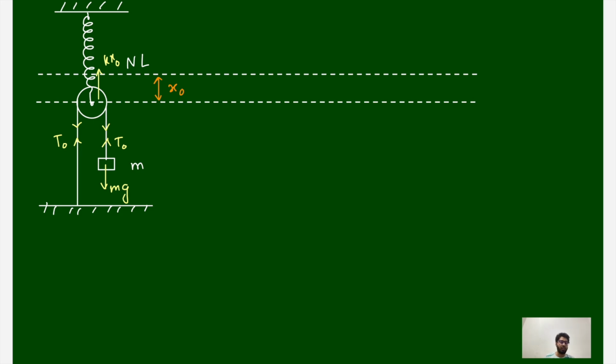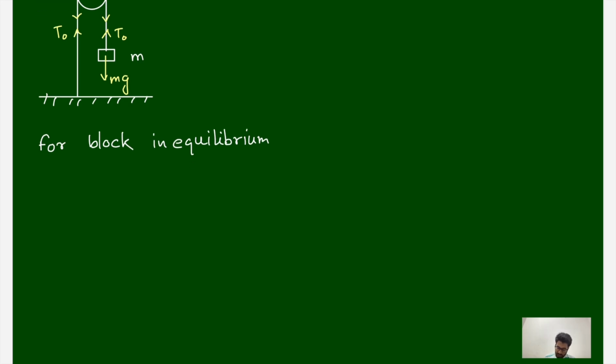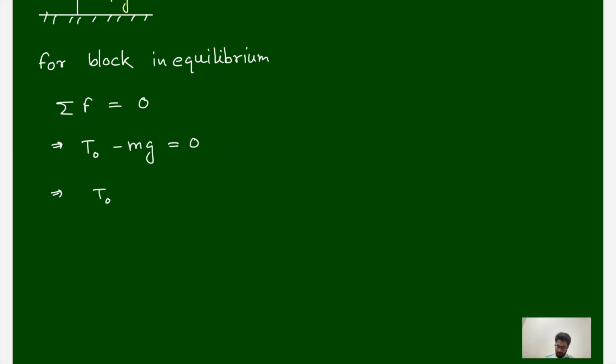Now we'll see the equilibrium condition for the block. In equilibrium, the net force is equal to 0. Net force means, in the upward direction, T naught minus mg is equal to 0. So we will get T naught is equal to mg, equation number 1.